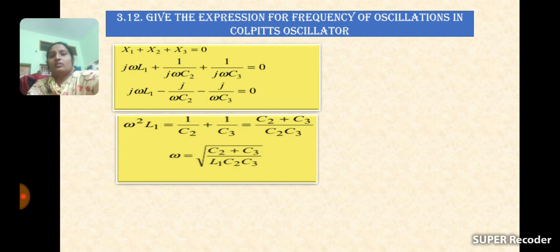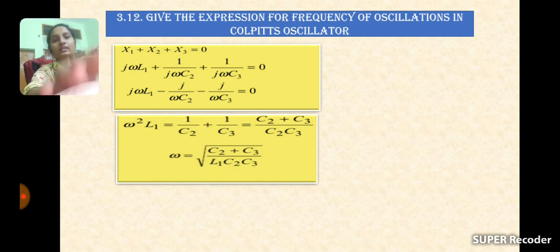In the last class we already discussed the oscillator. What is meant by an oscillator? It is an electronic device which is used to increase the strength of a weak signal. And what are the conditions for a circuit or an amplifier to work as an oscillator? It must satisfy the Barkhausen criteria.